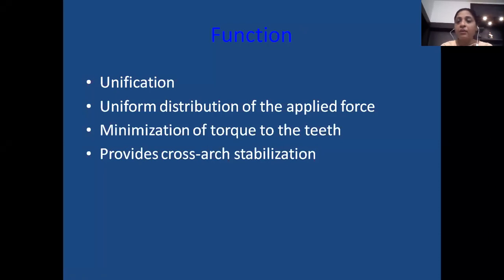For example, if a tooth is missing in the right side of the mandibular arch, then FPD will only stabilize that side of the arch. That is, only the right side of the arch. It won't stabilize the left side of the arch. But in RPD, the RPD will extend to the left side as well. That is why it will stabilize both the right as well as the left side.